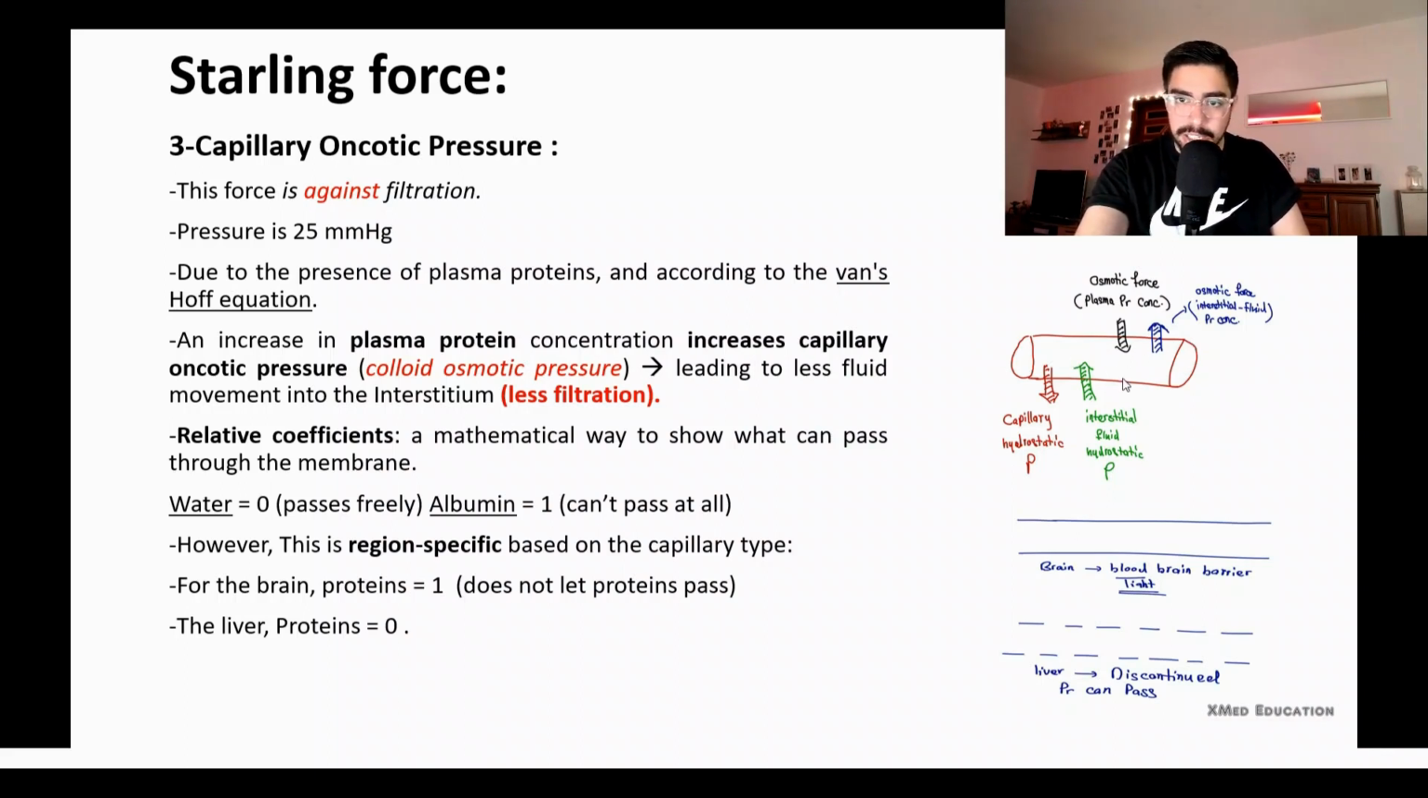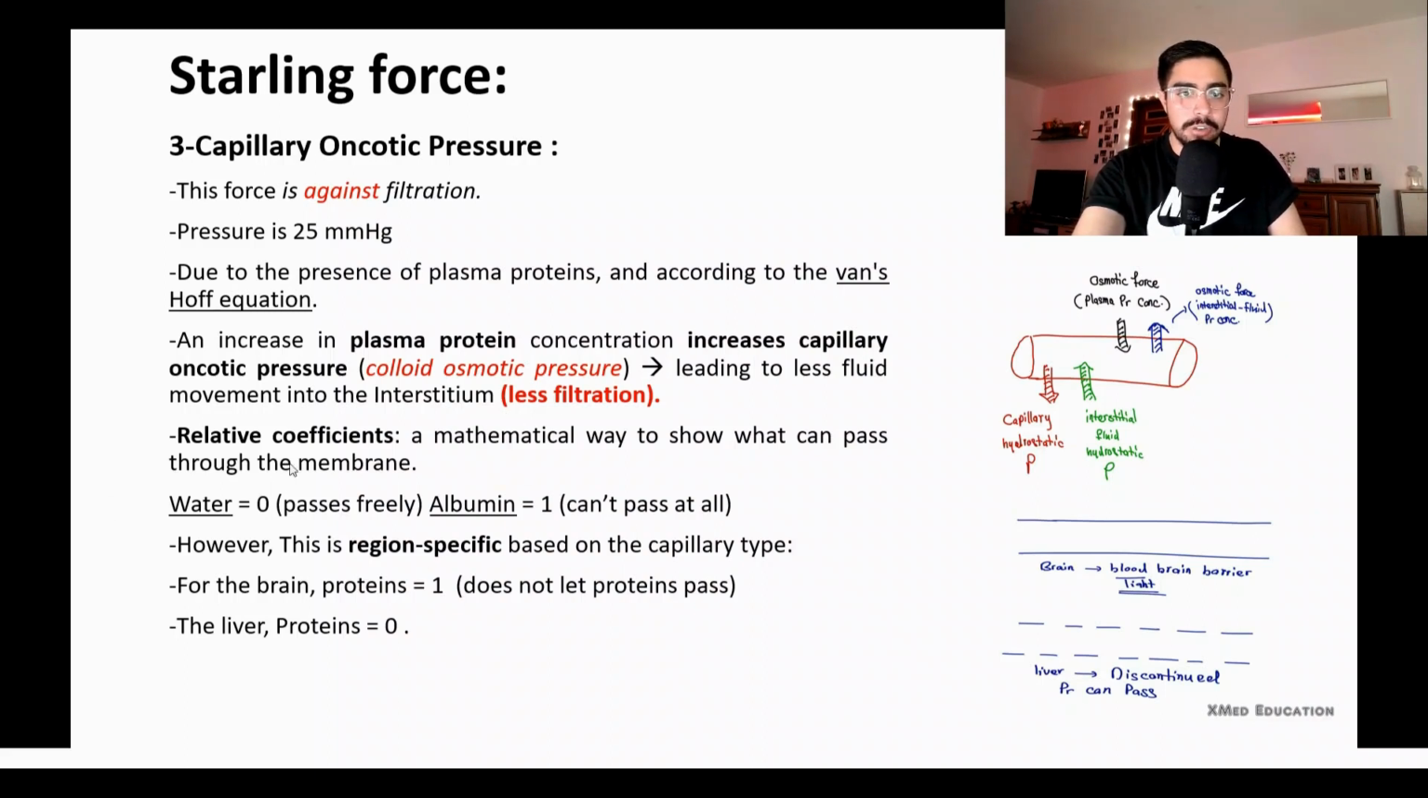So if they increase, what's going to happen? The concentration will be much more, so there will be a higher pressure from the interstitial to the capillary side. This pressure, from 25 for example, goes to 30 if the concentration of the protein increases. And what's going to happen? We will have less filtration. Why? Because the hydrostatic pressure is the major factor, but the oncotic pressure, which is against the hydrostatic pressure, will increase, and that can cause much more absorption than filtration. So the filtration will be less.